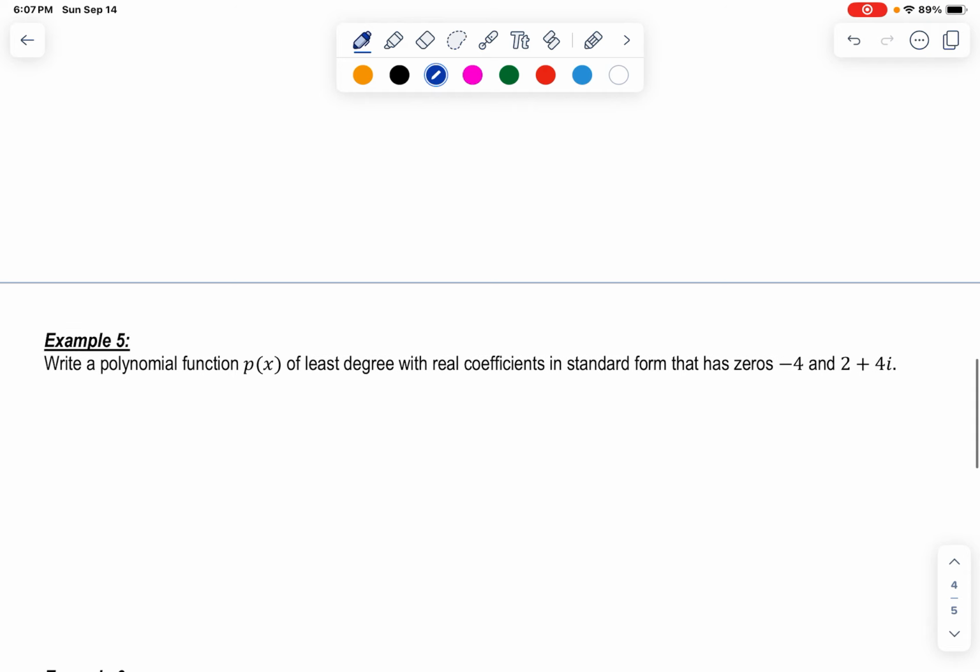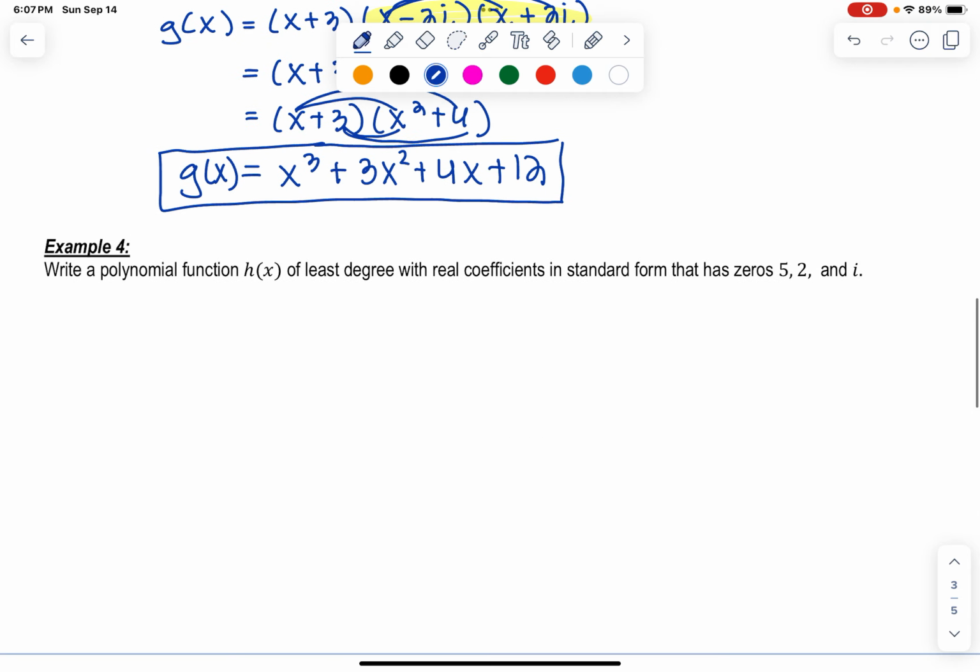We're actually going to do example 4 and example 5 because I just realized example 5 is much more difficult than example 4 and example 3.